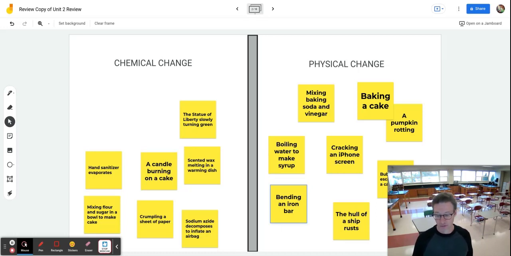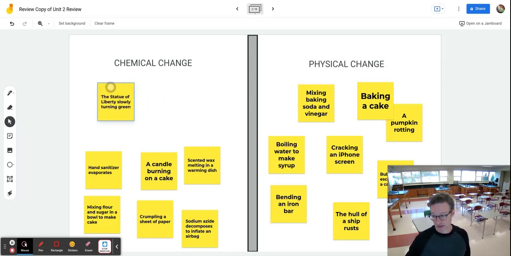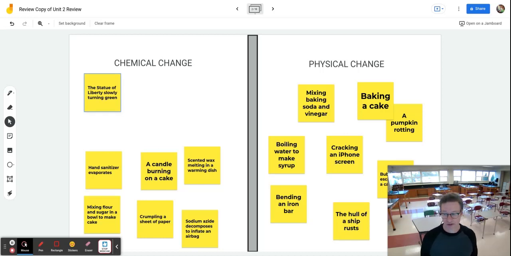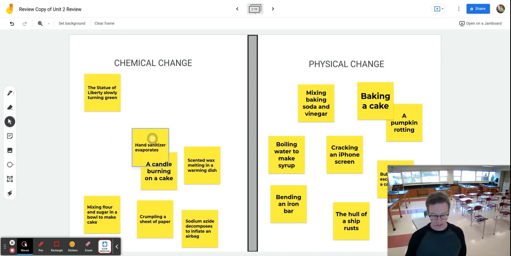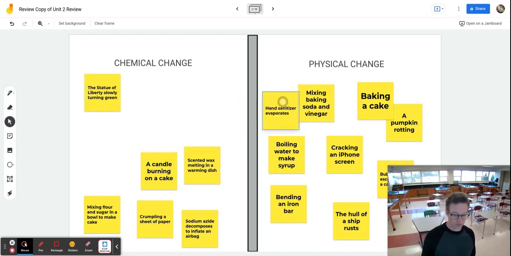Statue of Liberty slowly turning green, that is the result of oxidation, which is a chemical process. It's essentially rusting, and it just has to do with the fact that the material there is copper. That's what gives it that green tone. Hand sanitizer evaporates. Evaporation is a similar process to boiling. It's just a change from liquid to gas state.